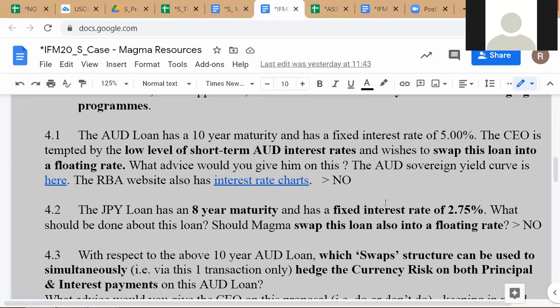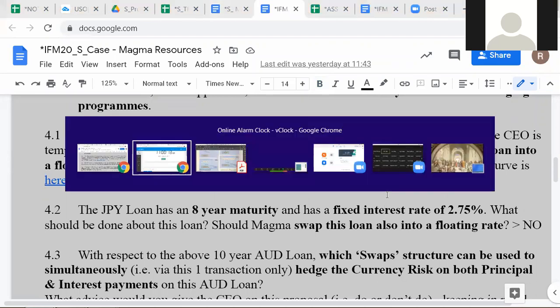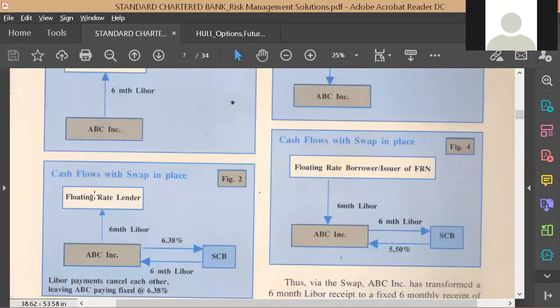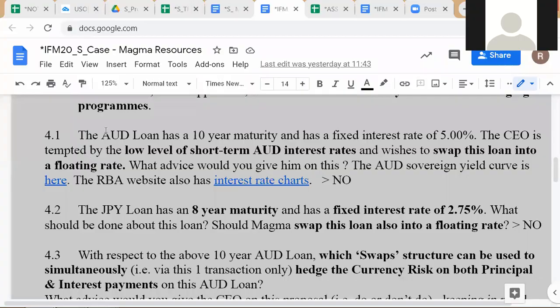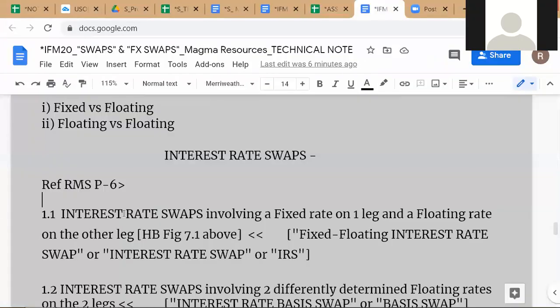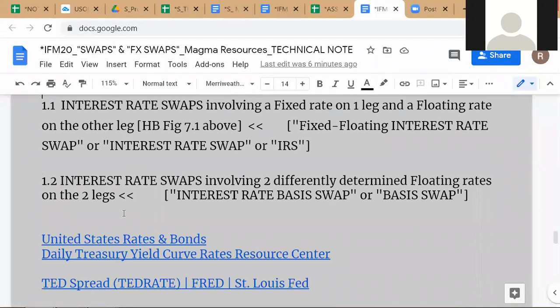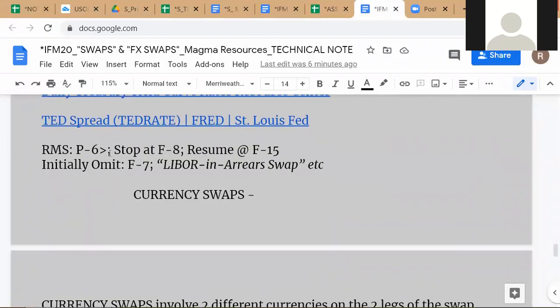So your syllabus is whatever we have discussed. It's only the high level discussion of swaps. But for your own understanding, to cement this understanding, I suggest you go through the RMS. The guide is given to you here. I'll just take a couple of minutes to wrap it up. You stop at figure 8, and then you resume at figure 15. See how swaps are coded, and then the discussion of currency swaps.